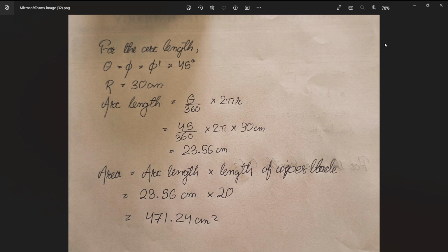For the calculation of the area, we use the formula of area as arc length into length of wiper blade. Using the value of arc length as 23.56 as calculated above and length of the wiper blade as 20 cm, we found that the area is 471.24 cm square. To calculate the area wiped by the windscreen wiper, we have done the above calculations. Now let's move to the theory part of the windscreen wiper mechanism.